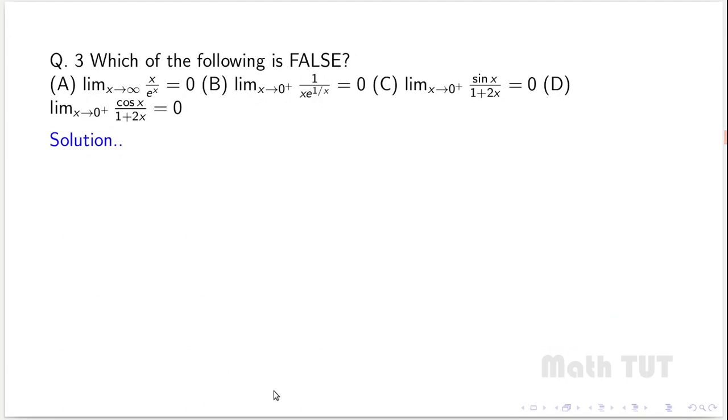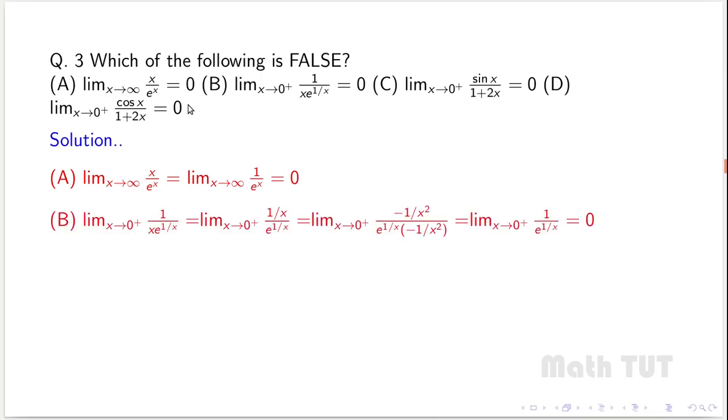Here is another, somewhat simpler question given to us: which of the following is false. So if you go on finding the limit values, the first problem is limit x tends to infinity of x by e^x, and it is in infinity by infinity form. So you can use L'Hopital's rule and differentiate the top and bottom. You get 1 by e^x, and when you apply the limits you get the value 0. So what is given to us here is a correct statement.